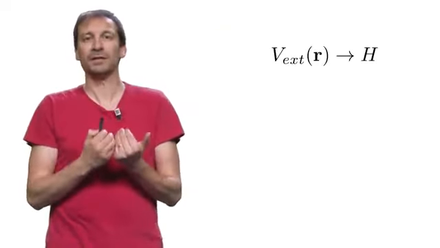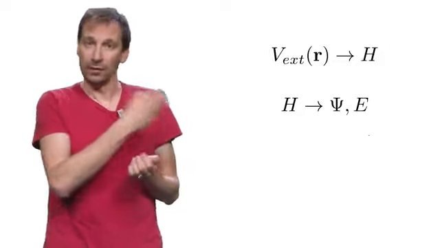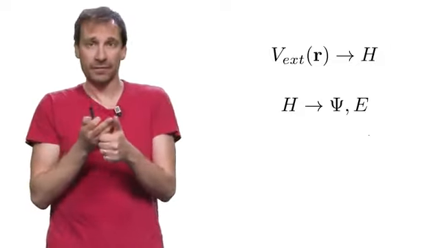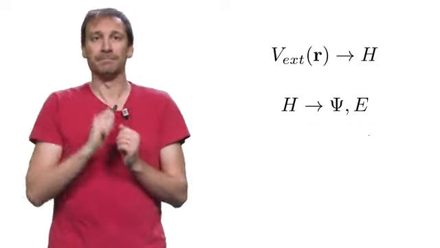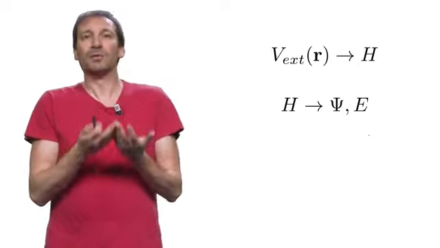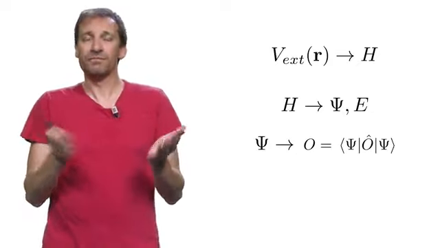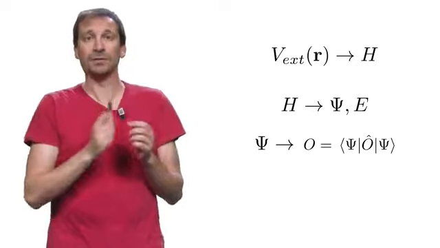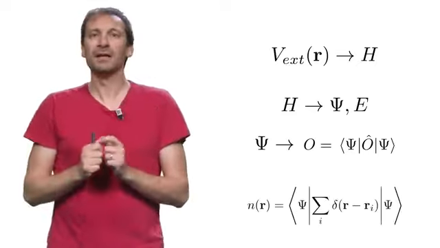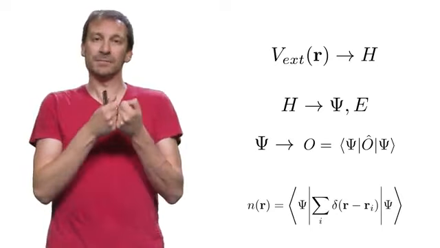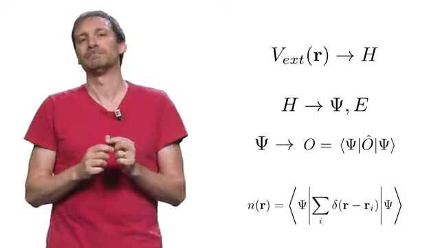In fact, if we have the external potential, we automatically have the Hamiltonian. And if we have the Hamiltonian, we are in principle able to diagonalize it and obtain eigenvectors, the wave function, and eigenvalues, the energies of the system. We can then evaluate any other observable via the expectation value of an operator, taken with the wave function. For example, here, the electron density, that is the expectation value of the density operator.